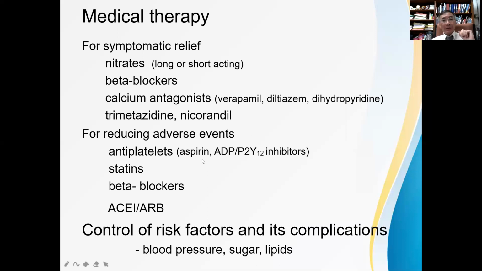There are two major classes of antiplatelets, aspirin and the P2Y12 inhibitors. P2Y12 inhibitors are more potent and therefore will be better at preventing heart attacks, but they will also be more likely to cause bleeding. Now, statins or cholesterol-lowering drugs are very important because they have been shown clearly to reduce heart attack and death for coronary artery disease.